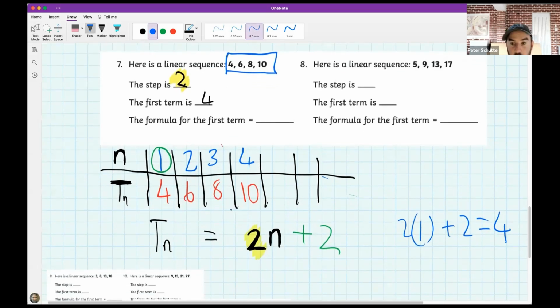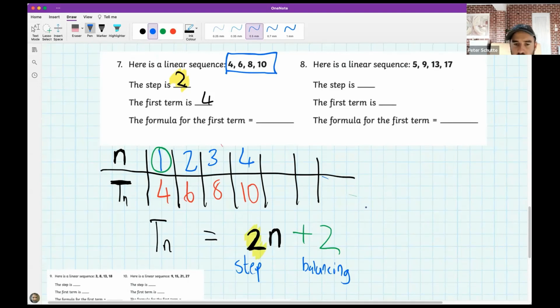I'm going to explain again now. Don't worry, this is the first time I'm doing it. So I think of it as the step size, and then I think about this thing as the balancing part. All I did was say, how short am I of getting to 4? If I have 2 times 1, I get 2. I still need to add 2 more to that 2 to get to 4. And so that's how I built my formula.